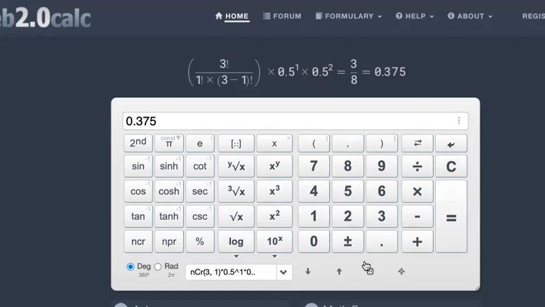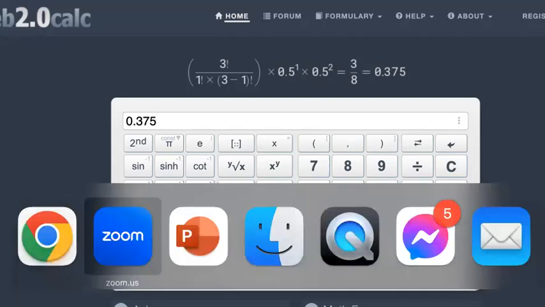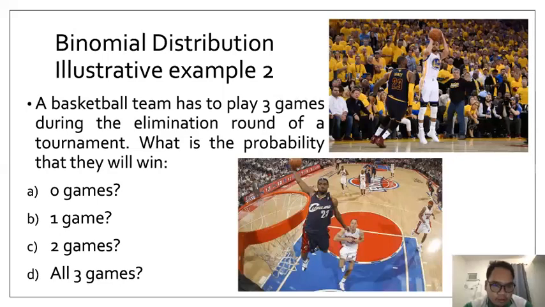So we have 0.125 here, and we have 0.375 here, which is thrice the value of the 0 games.